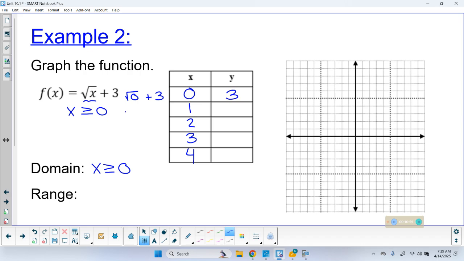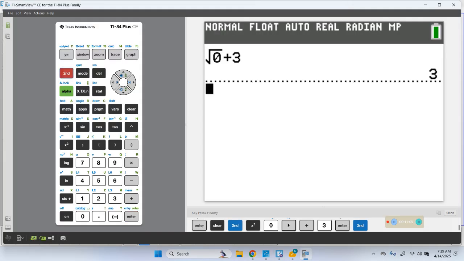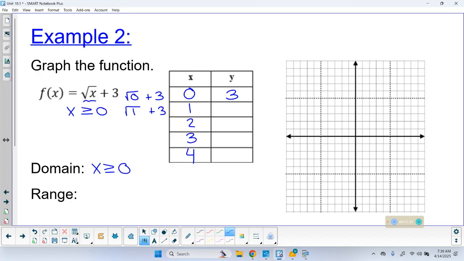So then the same thing with 1. So square root of 1 +3. So again, in the calculator, you do the square root of 1, hit your arrow over, and then +3, we end up getting 4. Okay. So if we plug in 2, we'll get about 4.4. If you plug in 3, it's about 4.7. If you plug in 4, you end up getting 5.